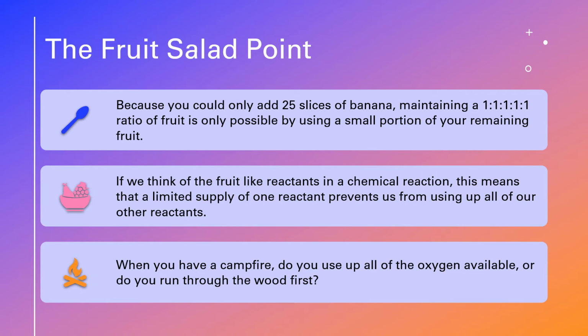In this case, you have the fewest possible slices of banana, making it limit the amount you can actually use of the others. If we think of the fruits like reactants in a chemical reaction, the banana is all being used up first, leaving the other fruits unable to react further.